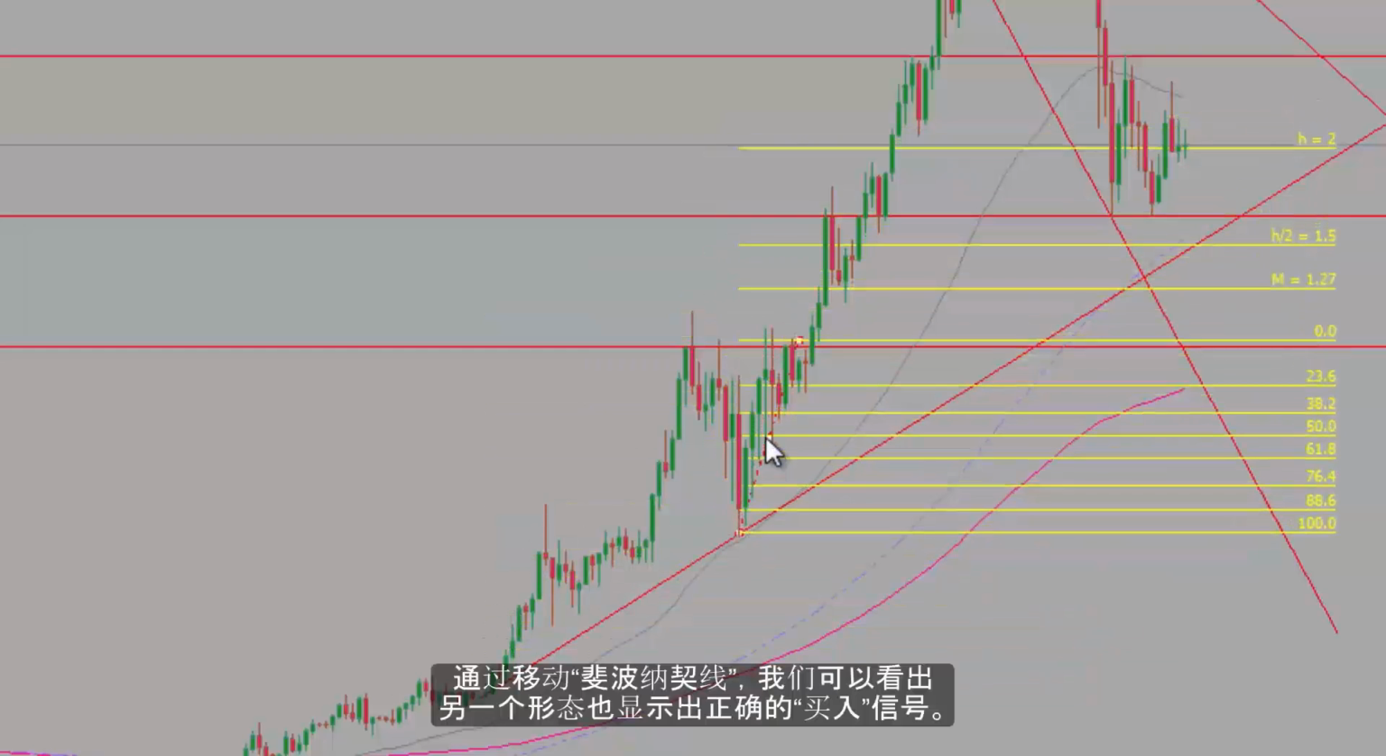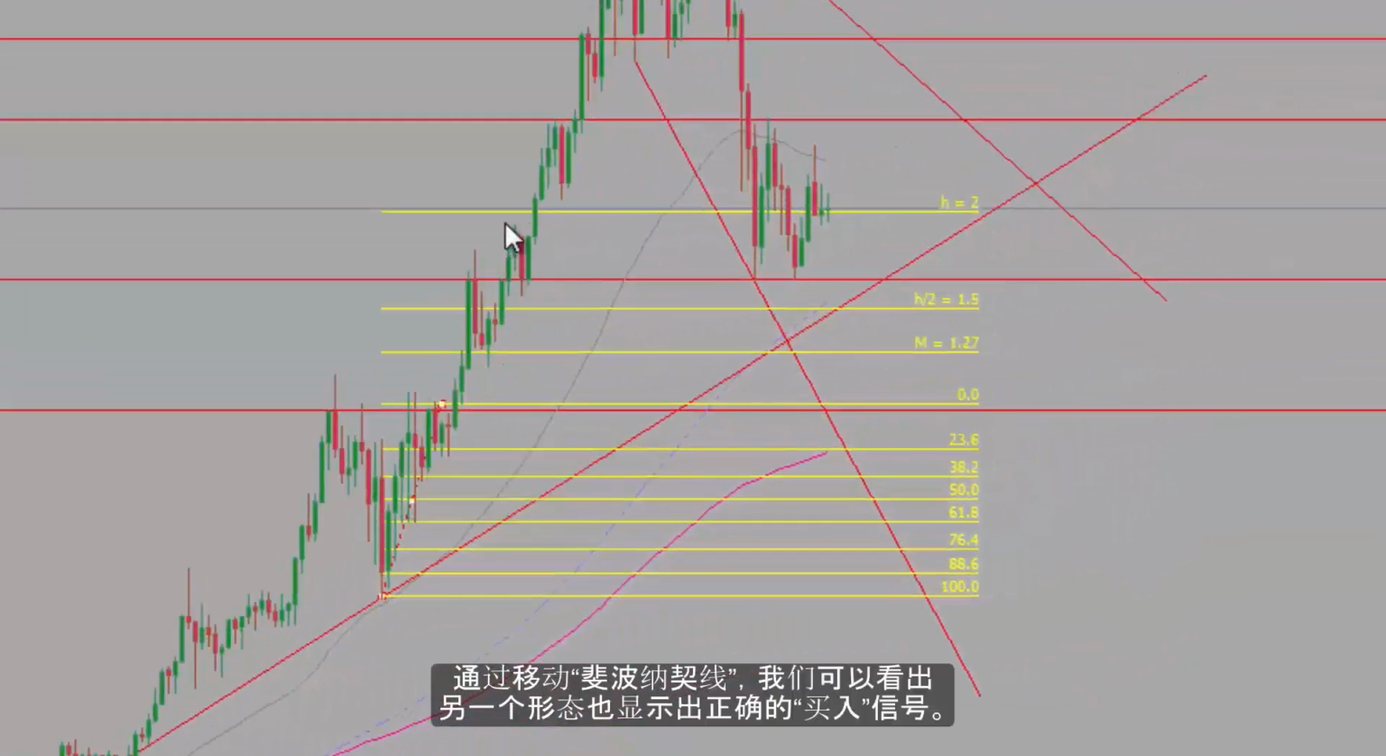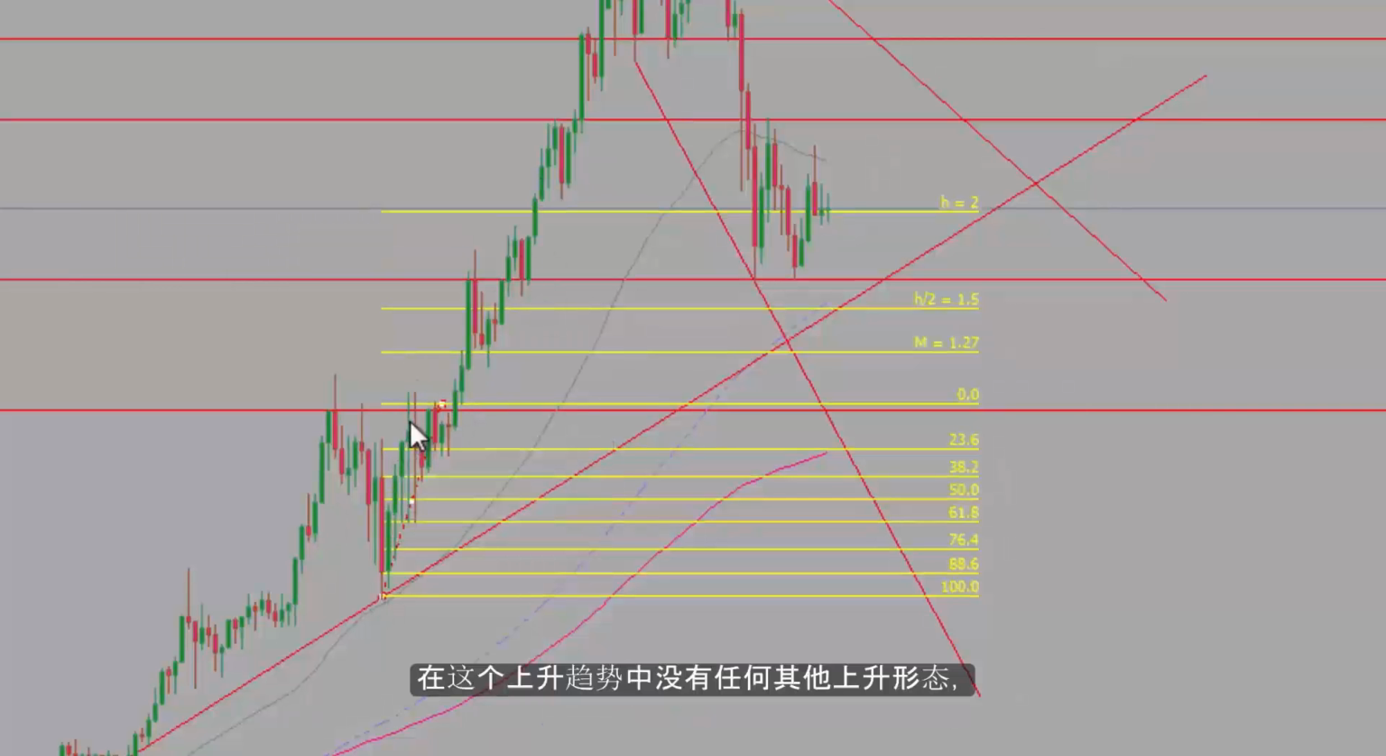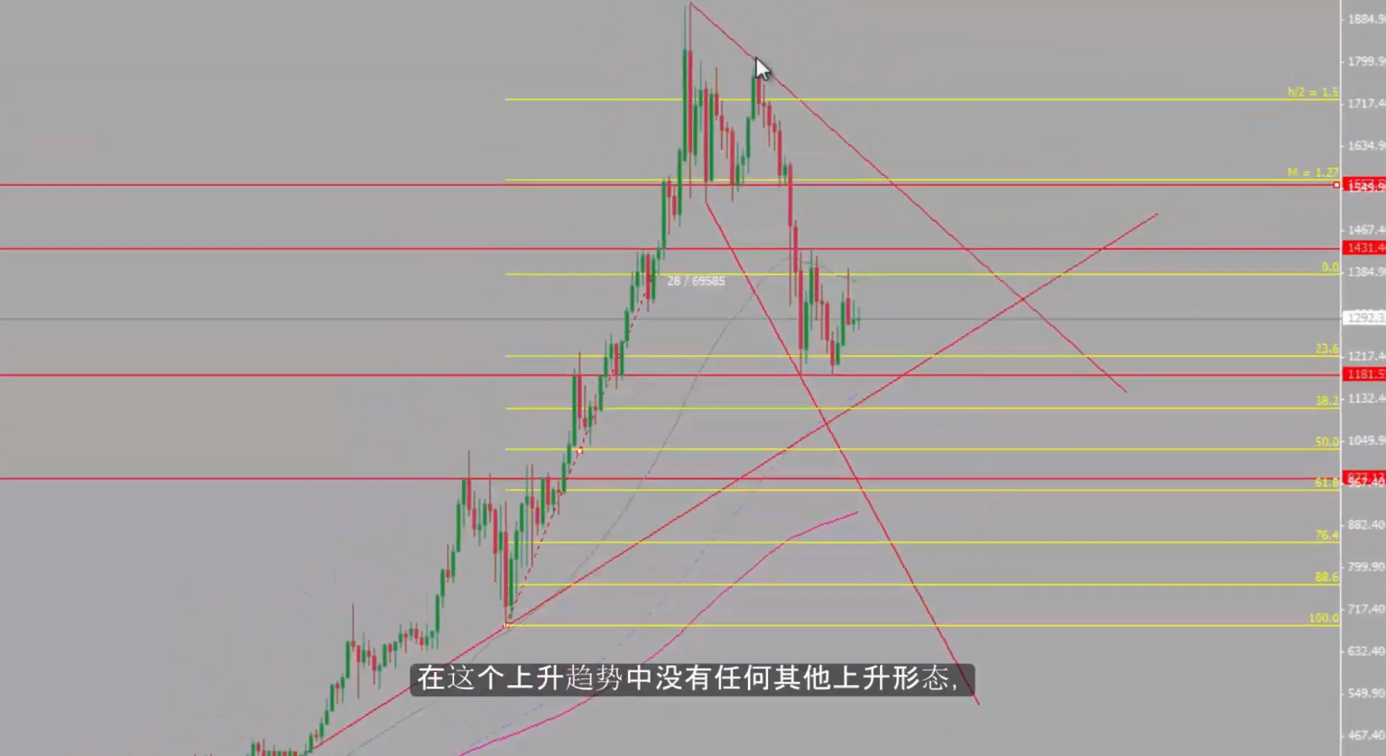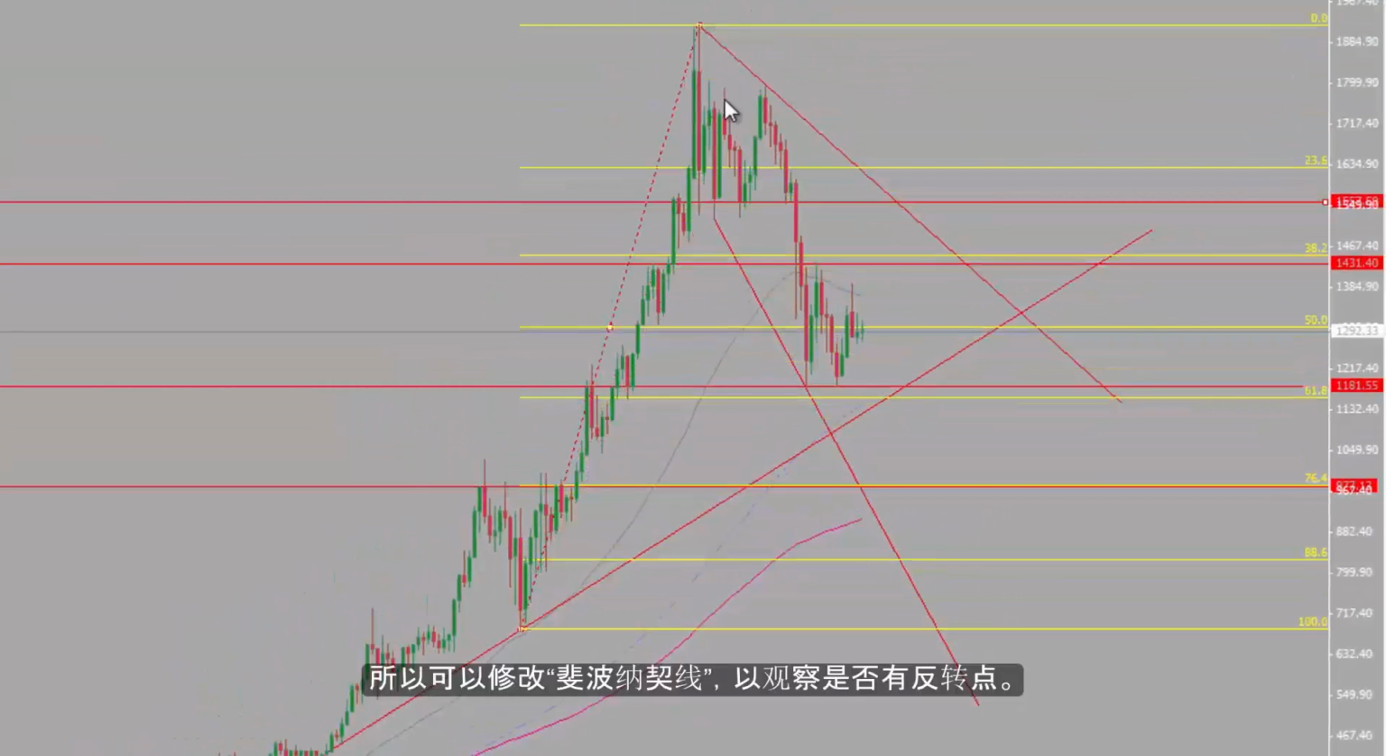By relocating the Fibonacci pattern, another pattern can be found that had the correct buy signal. There is not any other bullish patterns on the uptrend, so Fibonacci can be modified to understand if there is any reversal point.